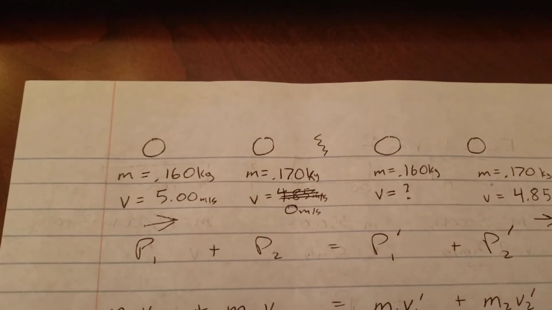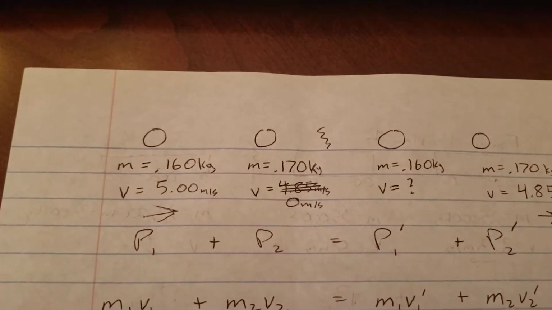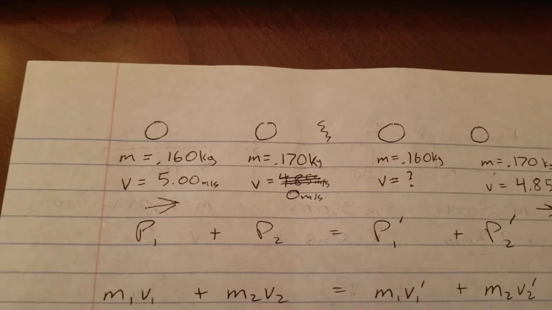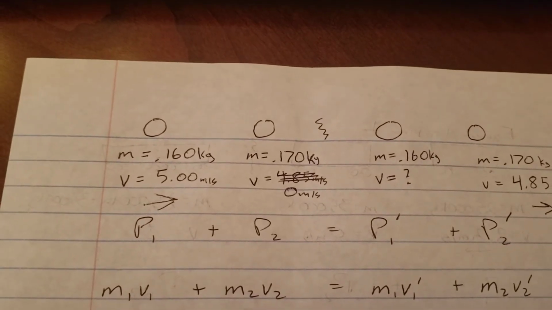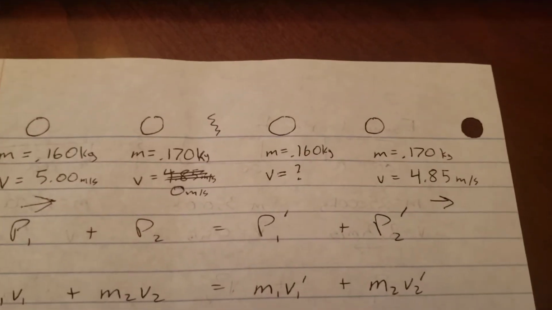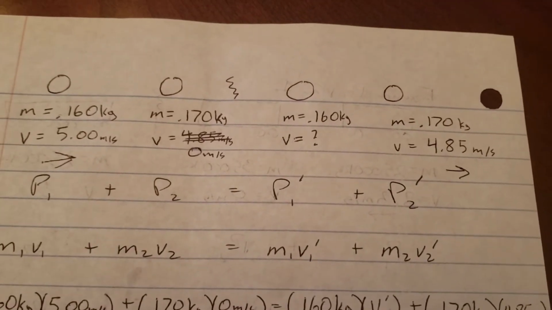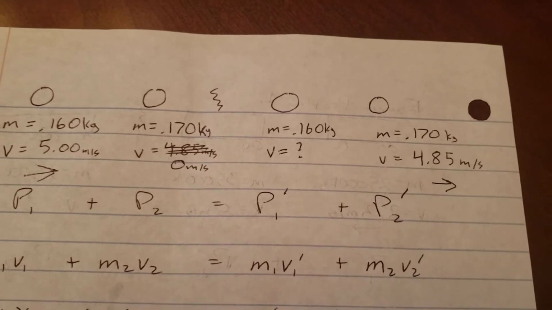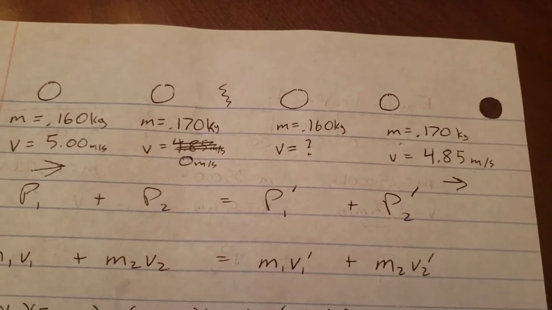Start out, draw a picture. We have a billiard ball and a cue ball. The billiard ball is approaching the cue ball at 5 meters per second. A collision occurs, and then after the collision, the billiard ball is still there, and the cue ball is now moving to the right at 4.85 meters per second.